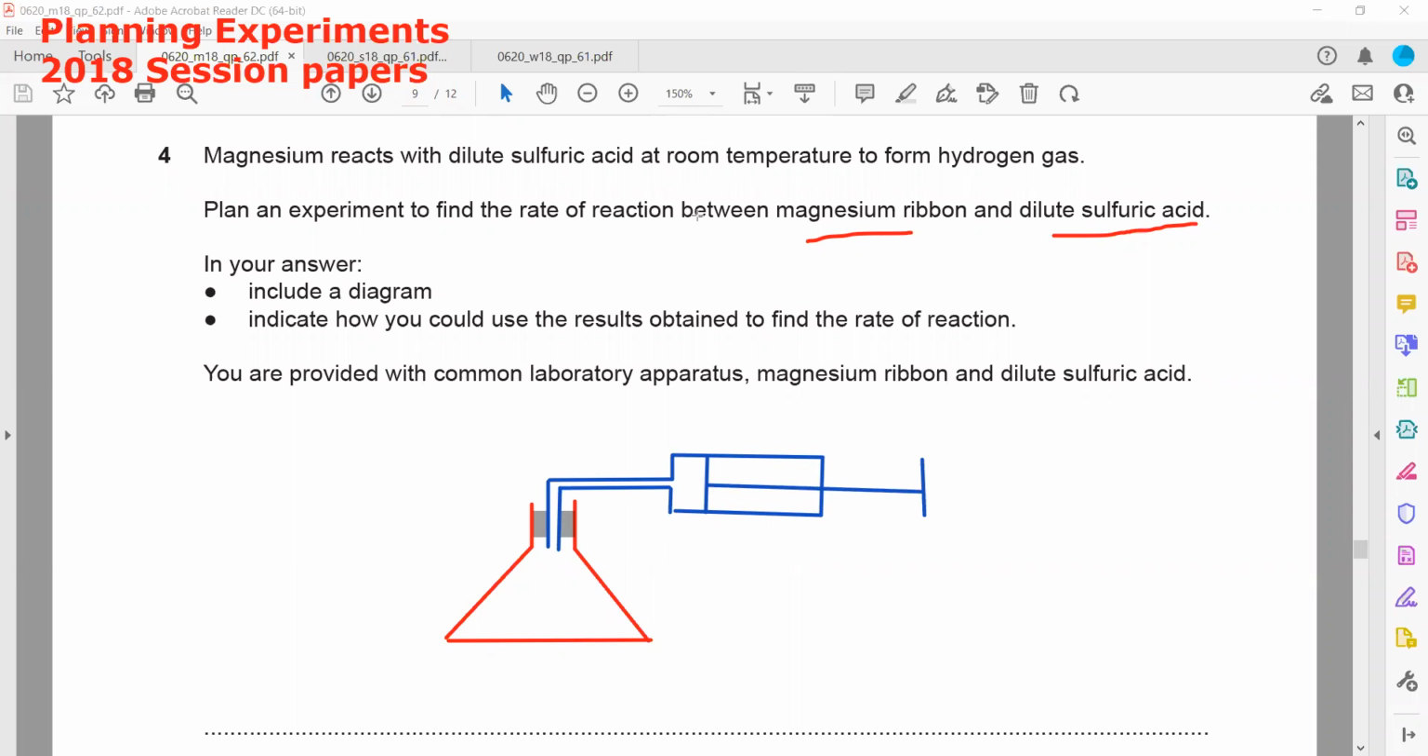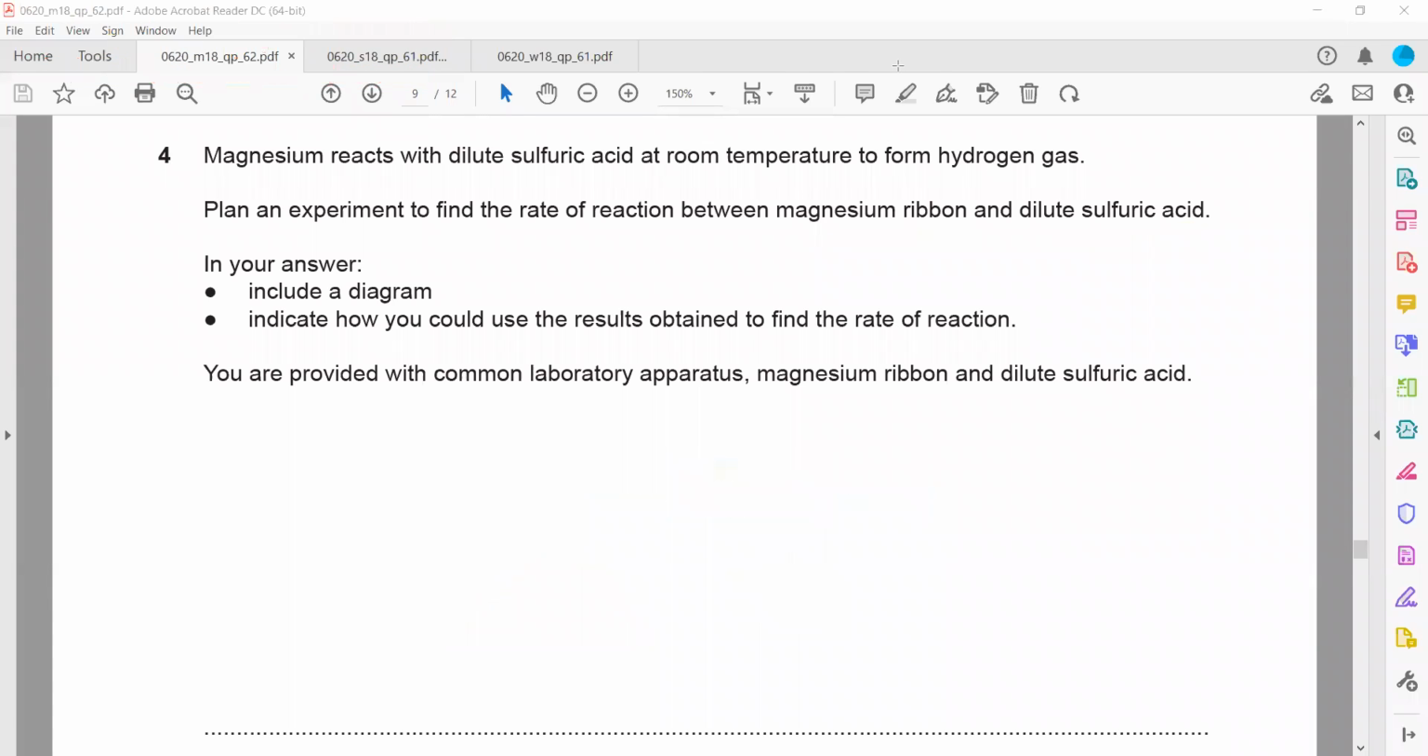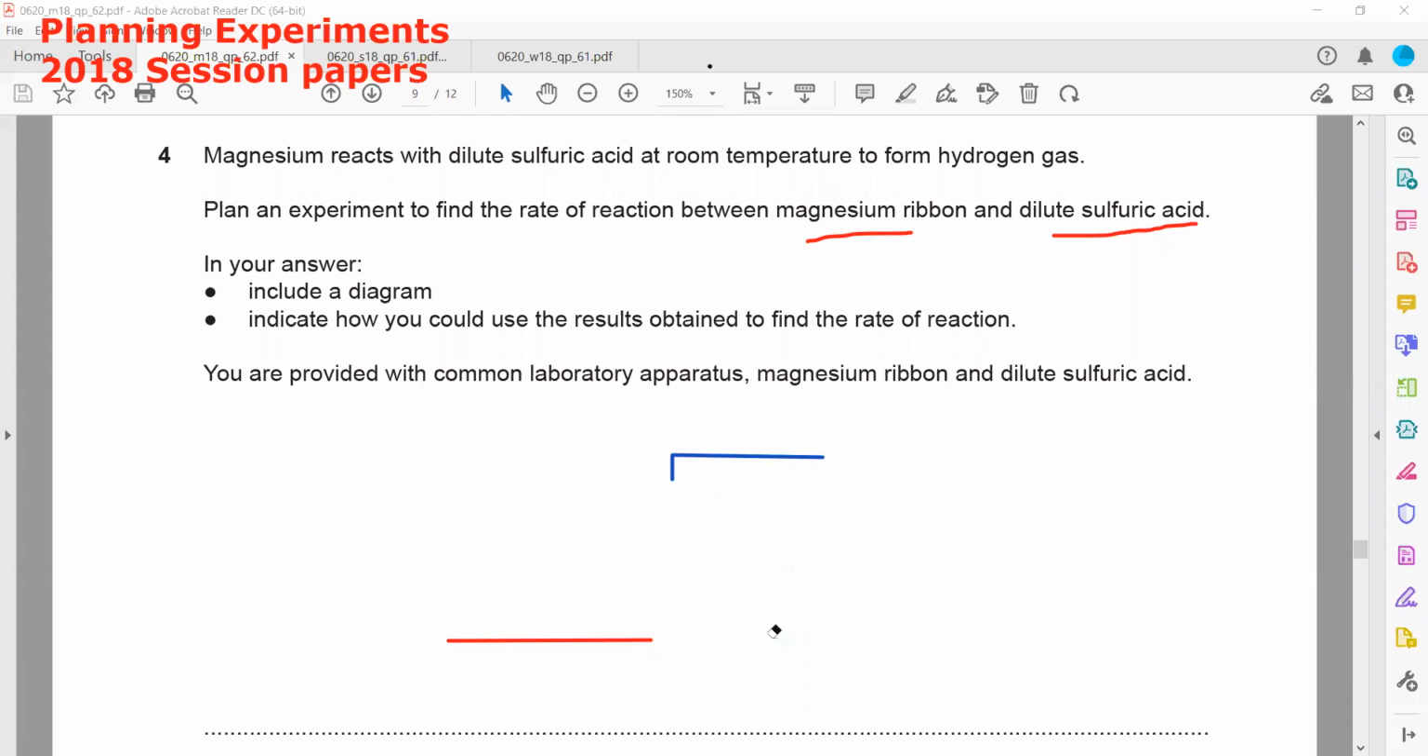What else we need? Because we want to measure the rate of the reaction, so we want to measure the time. So we should have a stopwatch or a stop clock here. So what are the steps to carry out this reaction? This will be the apparatus. Indicate how you would use your result to obtain the rate of reaction. So how can we measure the rate of reaction also?